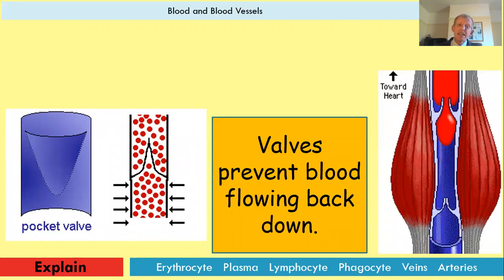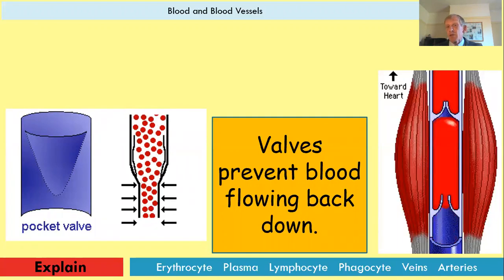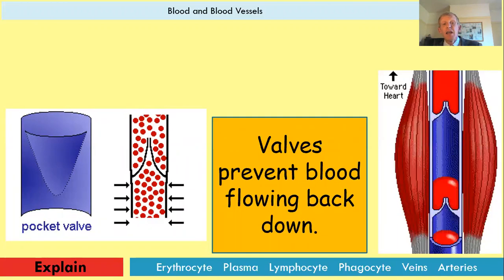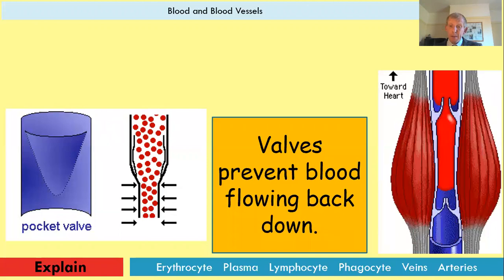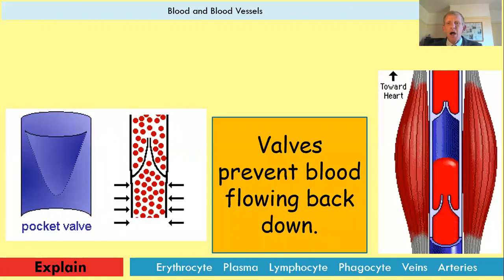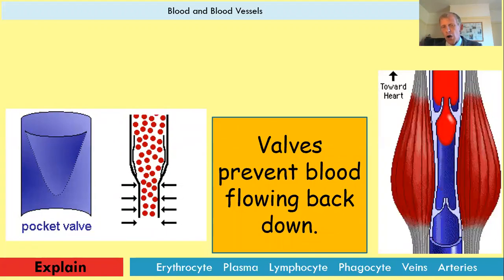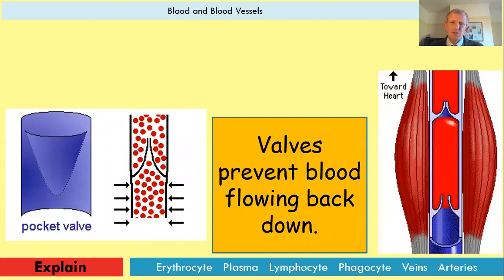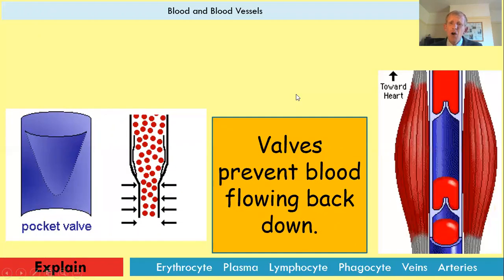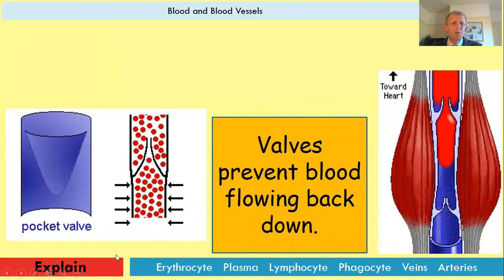It's a really key part of the adaptation of a vein that ensures the blood gets back to our heart, where it can then be pumped again at high pressure for our artery system. So the valve's key role is to prevent the backflow of blood.